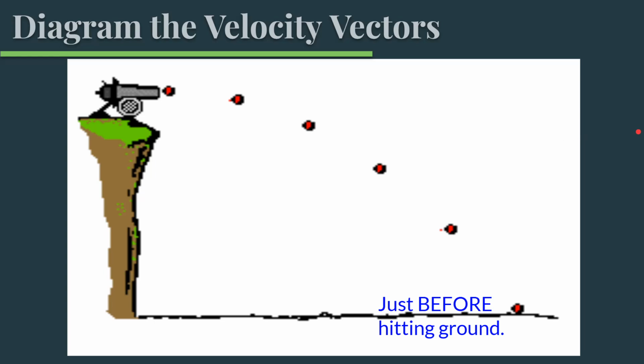So let's practice diagramming some vectors. If I wanted to show the velocity vectors for this cannonball along its trajectory, I know horizontally that whatever speed it's launched with, that horizontal speed is going to be the same the whole time. So if I want to add in these vectors, they're all the same length. All of those have the same length because there's no acceleration horizontally.